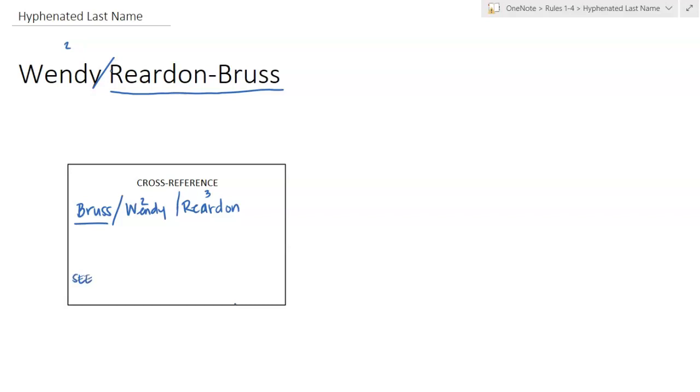Finally, my C notation would refer me back to the original file, which would be C, Reardon Bruss. I'm not going to put a space between the N and the B in Bruss. Let me rewrite that. Okay. And then I have Wendy.